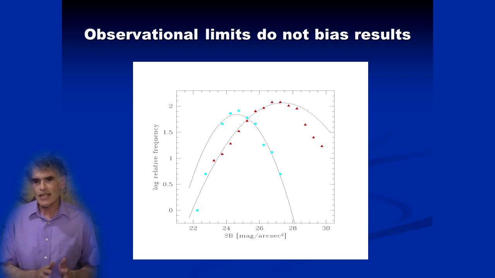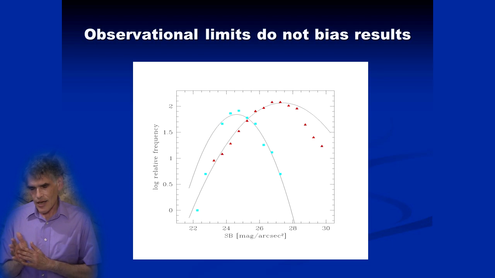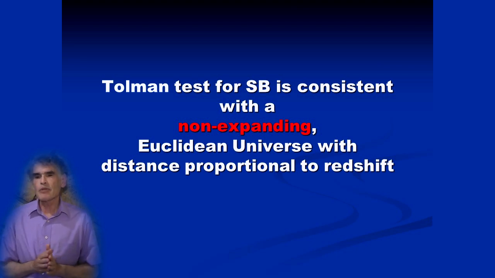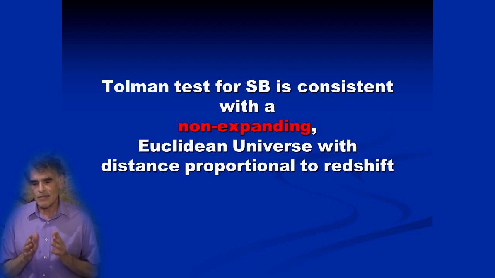But for the brighter galaxies, the blue line that we observe, clearly there is not a cutoff. It's well within the observed limits. So our conclusion in this paper that was published last year is that the Tolman test is completely consistent with a static Euclidean universe, a non-expanding universe that has a redshift linearly proportional to distance.